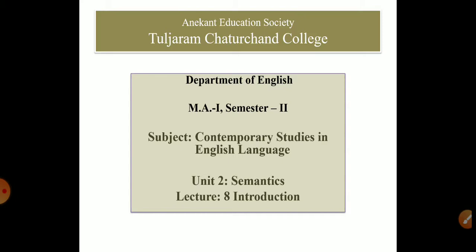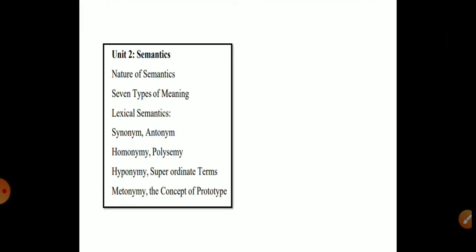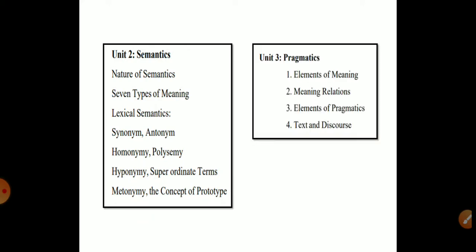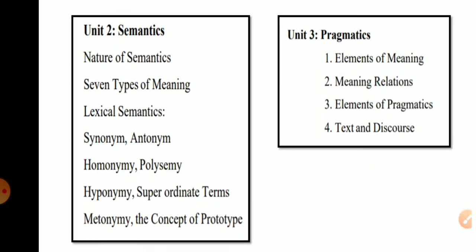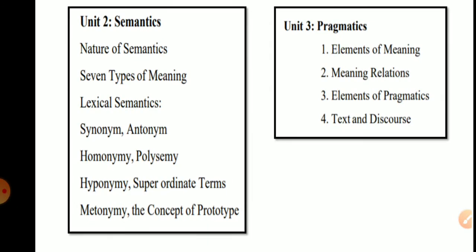So this is paper number 3, Contemporary Studies in English, and today I shall start with Semantics. So this is unit number 2. After unit number 2 we are going to study the third unit on pragmatics. There are 4 units in the second semester. Now let us take a look at semantics. In semantics, we have topics like nature of semantics, 7 types of meaning, lexical semantics. Under lexical semantics, you have synonym, antonym, homonymy, polysemy, hyponymy, superordinate terms, metonymy, the concept of prototype.